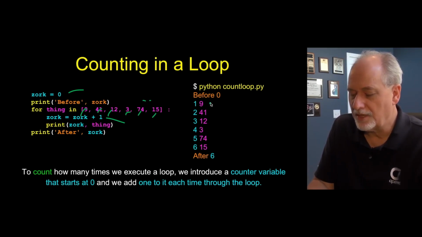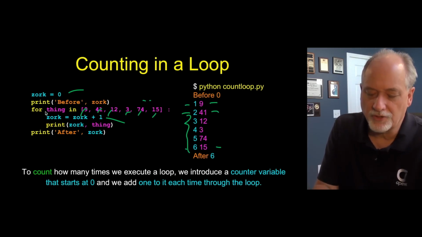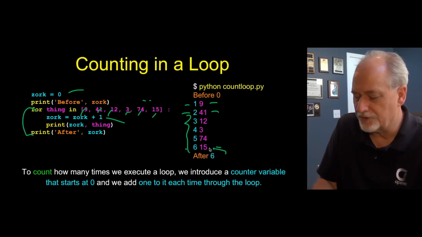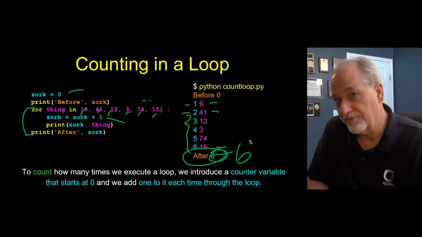So, we see the 9 and Zork is 1. See 41, Zork is 2. And Zork is 6. When we see the 15, the for stops, and we print out afterwards. And this 6 is then the ultimate count that we got. So that's very, very simple.